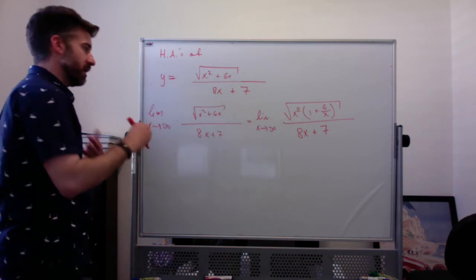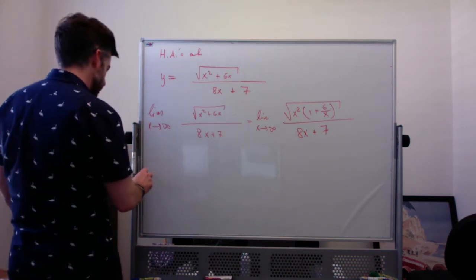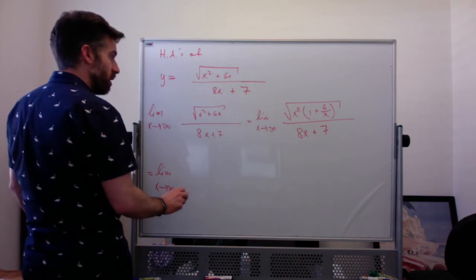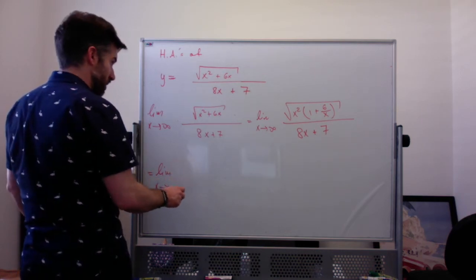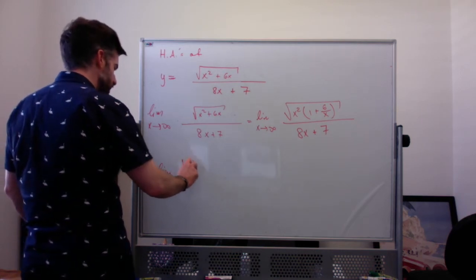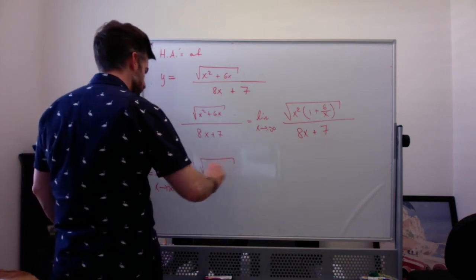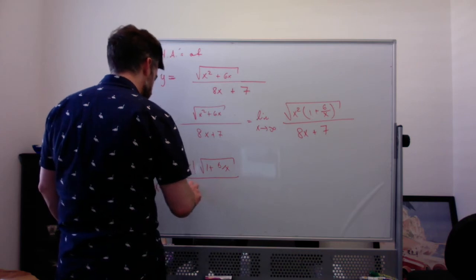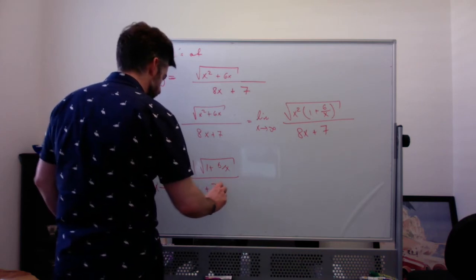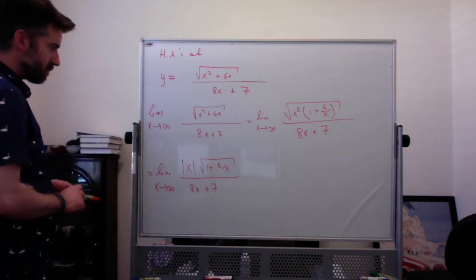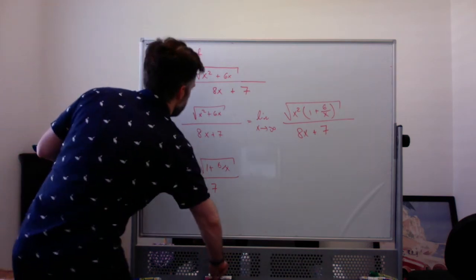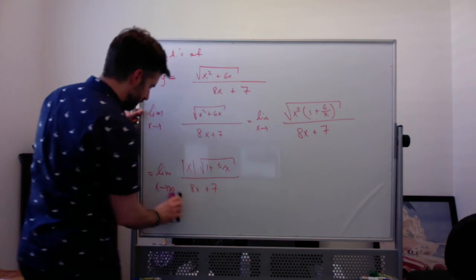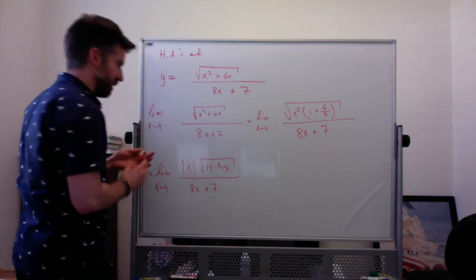Okay, but then we pull out the x squared. This is where it's important. You get the limit as x goes to infinity of the square root of x squared, which is the absolute value of x, times the square root of 1 plus 6 over x, all over 8x plus 7. In fact, up until this point, the work is the same whether it's the limit to infinity or negative infinity. So I'm actually going to write this, and then I'm going to write 2 different paths so I can fit this all in.